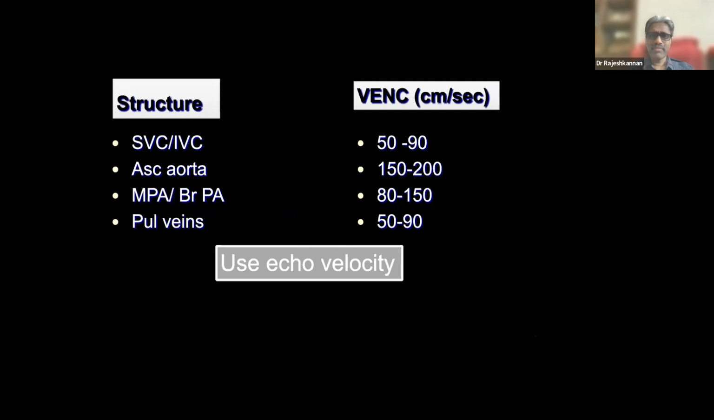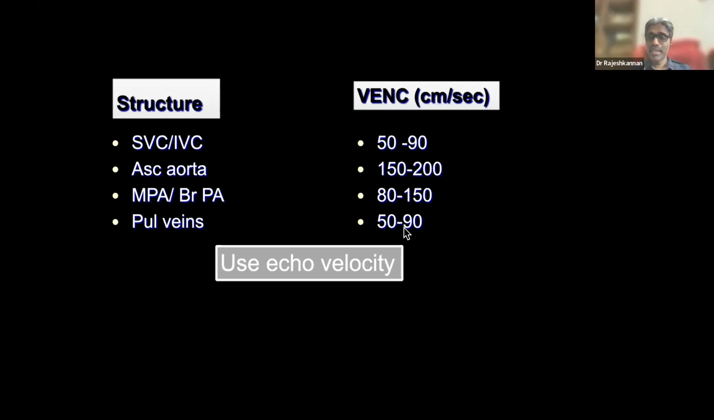Also we should use the correct Venc, depending on the expected velocity in that particular vessel. For most of the venous structures like SVC or IVC, we can use a Venc somewhere in the range of 50 to 90; less than 100 centimeter per second may be sufficient. Whereas for the ascending aorta, we can go up to 150 to 200 centimeter per second. For the pulmonary arteries and branch pulmonary arteries, we can use 80 to 150, and for pulmonary veins around 50 to 90 centimeter per second is enough.